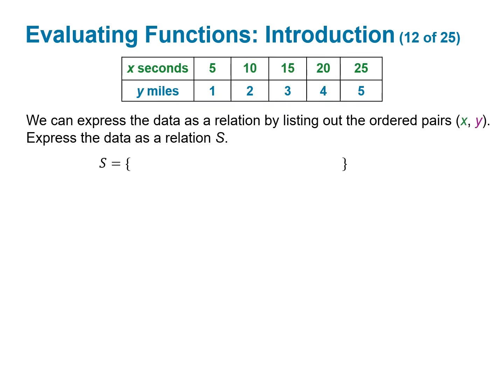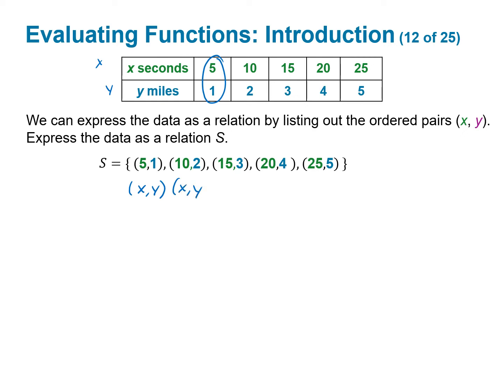Using the same table, we can express this data as a relation by listing out the different ordered pairs. So 5 corresponds to 1, 10 corresponds to 2, 15 corresponds to 3, 20 corresponds to 4, and 25 corresponds to 5. These are just xy coordinate points, and we wrote them as xy coordinate points. And that is how you list out ordered pairs.